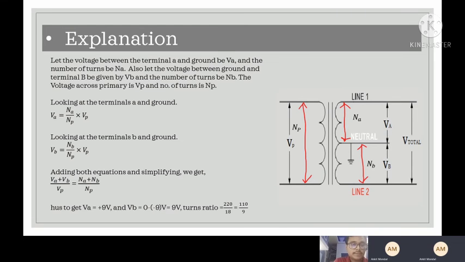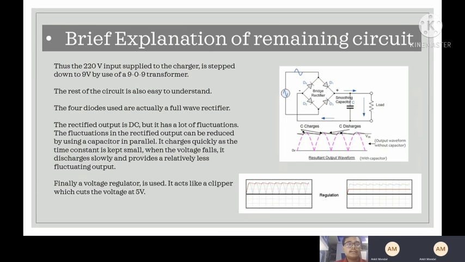Now, since we are looking at this application, let's also look at how the rest of the circuit works. The 9 volt AC signal is now fed to a rectifier circuit, which converts this into a time varying DC signal. Then a capacitor is used, which smoothens out the signal to form this wavy kind of waveform, which is almost constant, but not exactly constant. In order to make it exactly constant, we use a voltage clipper, which clips the voltage at a lower level like this, and thus we get a voltage output of 5 volt.